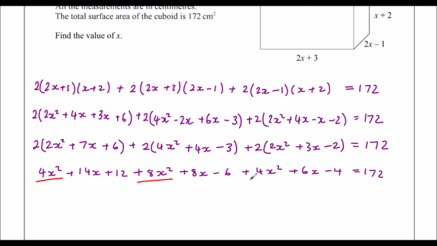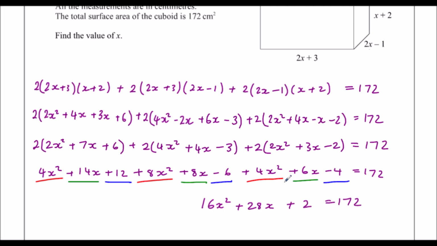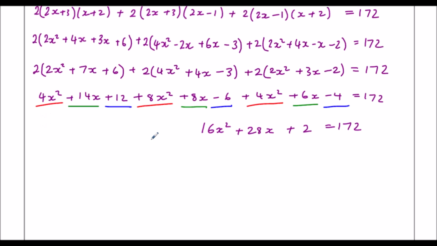Now collect the like terms: add up the x squareds, add up the x's, and add up the numbers. 4x squared plus 8x squared plus another 4x squared gives us 16x squared. 14x and 8x and 6x: 14 and 6 make 20, plus 8 is 28x. And we've got 12, take away 6, take away 4. That's 12 take away 10, which is 2. So we have a quadratic. To solve it, we need to make it equal to 0, so we take 172 away from both sides. 2 take away 172 will be negative 170.